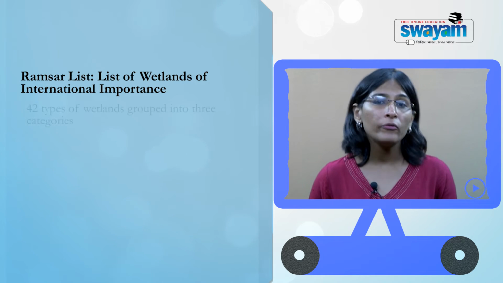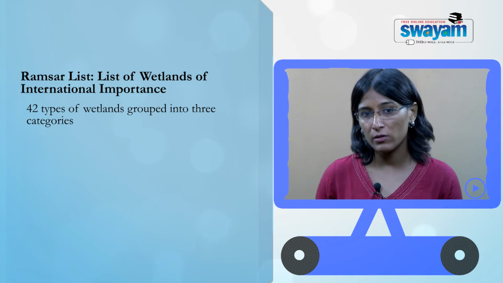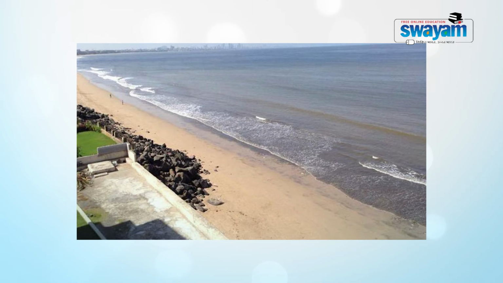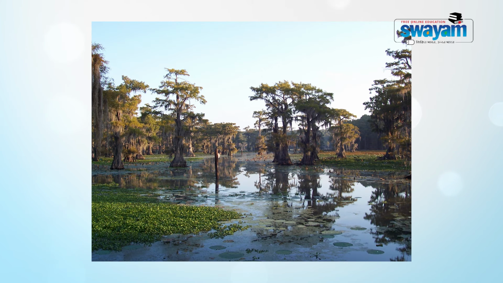This includes 42 different types of wetlands which have been grouped into 3 categories. First is the marine and coastal wetlands. Secondly, inland wetlands, and third, human-made wetlands.